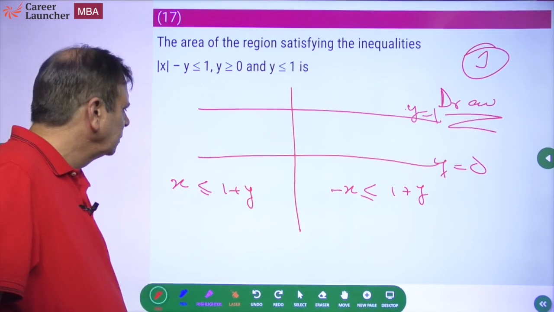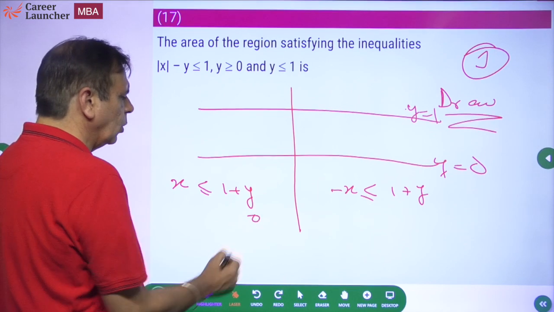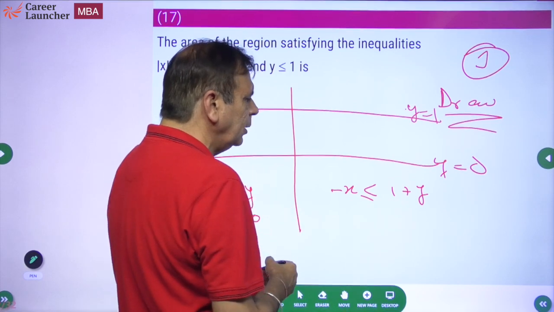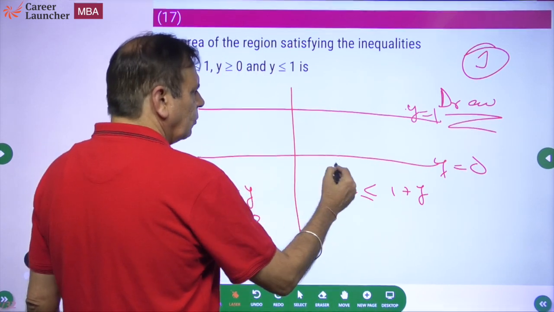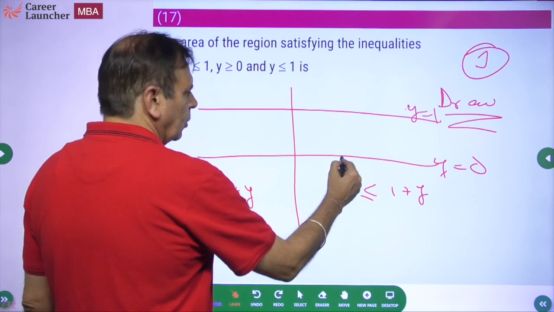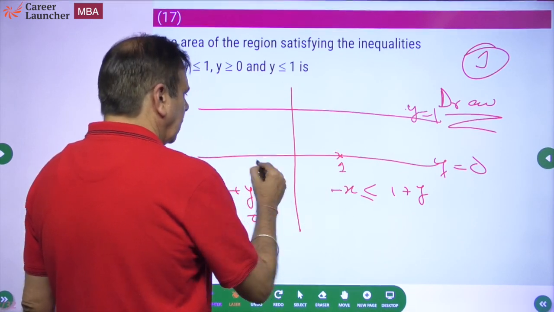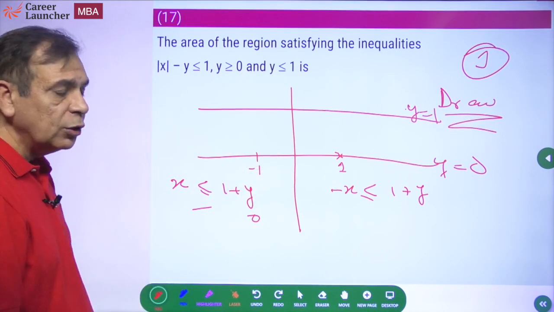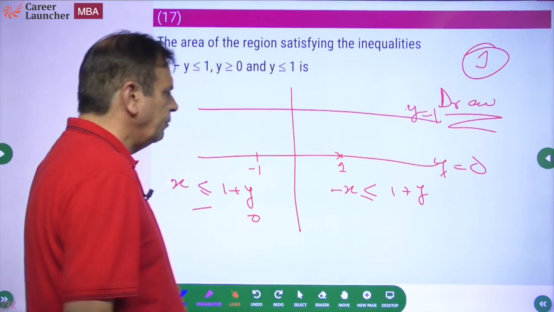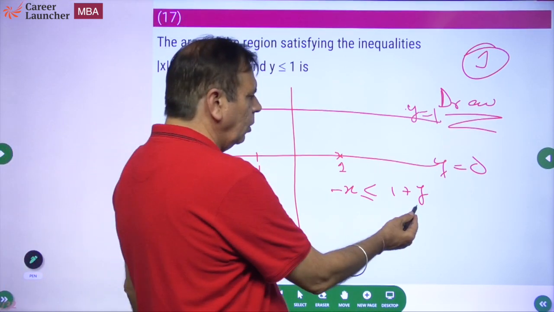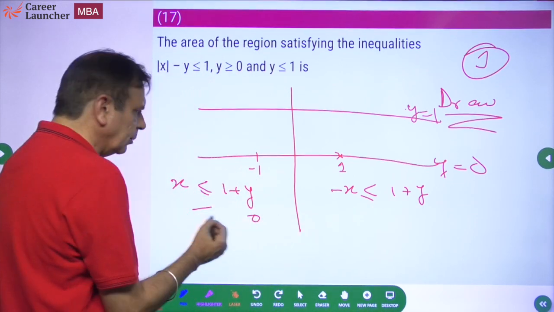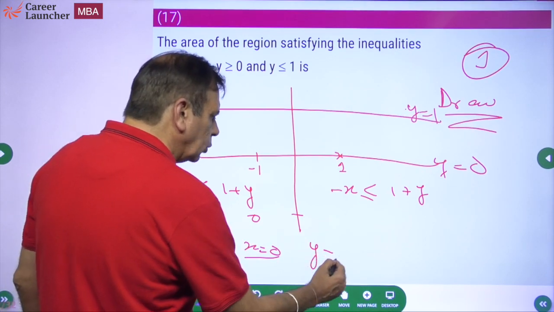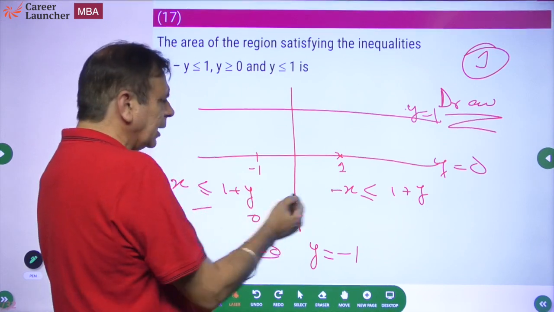So check. If y is 0, x will be 1, and here if y is 0, x will be minus 1. So if I am looking at these two lines, x equal to 1 and x equal to minus 1. Now if x is 0, what will happen then? If x is 0, then y will be minus 1 in both the cases. बन गया ना, ये तो straight line equations हैं.